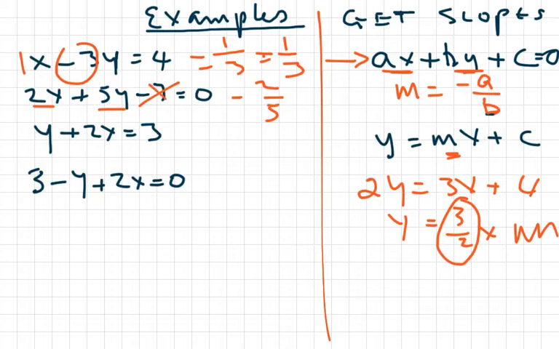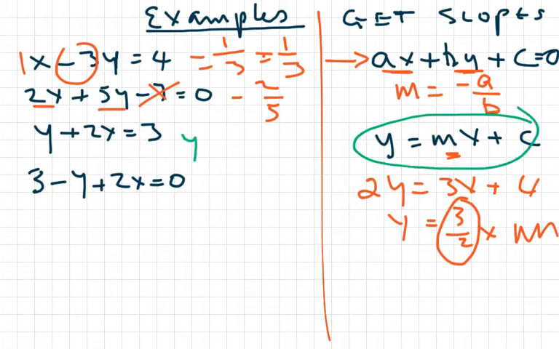Okay, y plus 2x is equal to 3. It's not in ax plus by, but it's very close to this format here, isn't it? So let's leave it like that. So y is equal to minus 2x plus 3. So in this case, the slope is equal to minus 2.